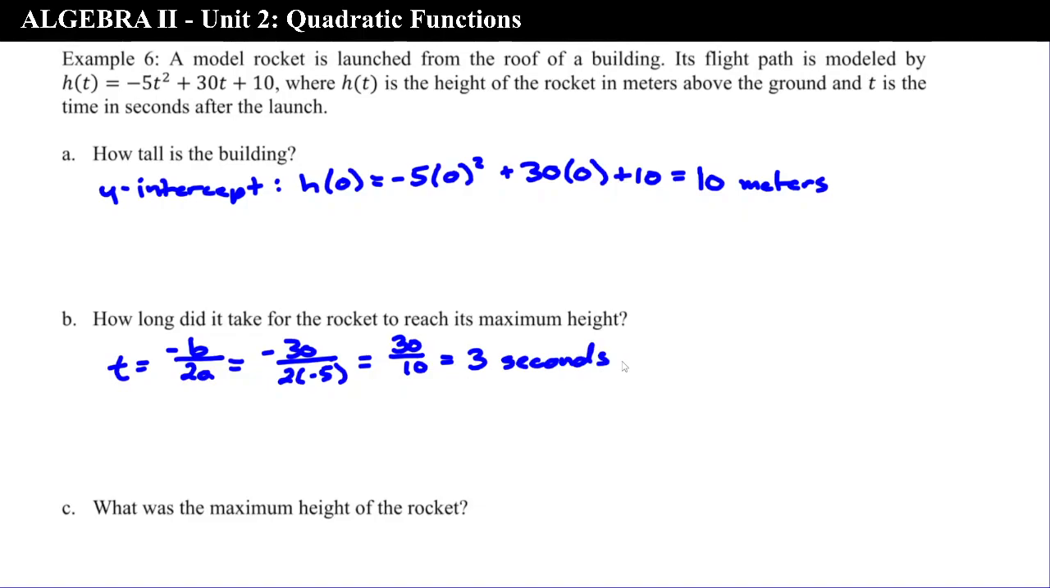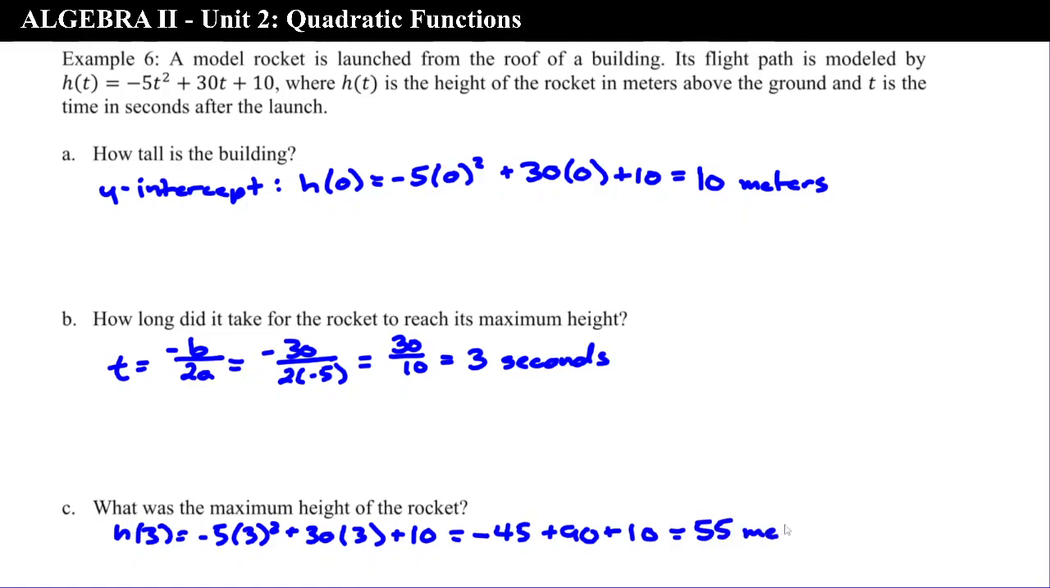And finally, what is the maximum height of the rocket? Well, to do this, we're just going to take the time that it's at the vertex to find out what the height is at the vertex. So we're just going to do h of 3 equals -5 times 3 squared, just plugging in our 3 as our time that it's at the maximum height. And so when you do this math, you end up with -45 plus 90 plus 10, which gives you 55. So 55 meters is the maximum height.